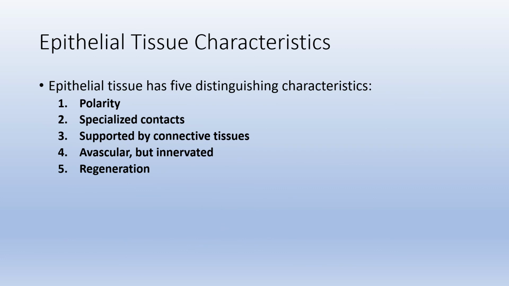Epithelial tissue has 5 distinguishing characteristics that truly set it aside from the other 3 primary tissue types. We will talk about each of these in great detail, starting with polarity, specialized contacts, the fact that these cells are supported by another tissue type known as connective tissue. Epithelial tissue is avascular, which means without blood supply. And then lastly, we will see how epithelial tissue has highly regenerative capabilities.